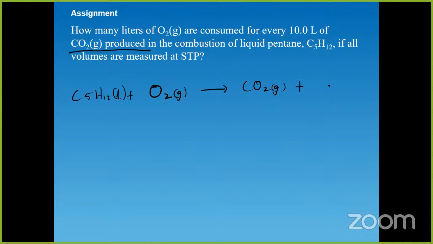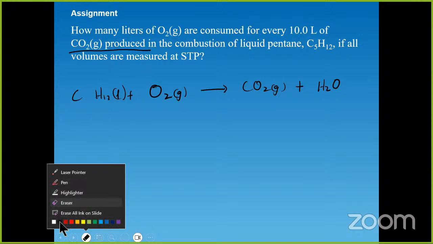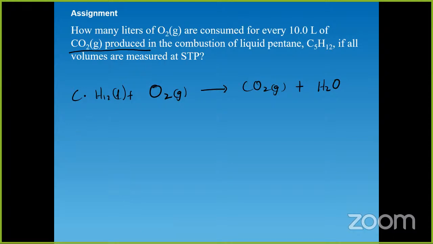And what would be the other product of this reaction? H2O, because whenever you're burning any hydrocarbon, and this is a hydrocarbon, then the products will always be carbon dioxide and water. Then we have to balance the equation. So how would you go about balancing this equation? Let me make this a little bit neater. Okay, so how would you go about balancing this equation?